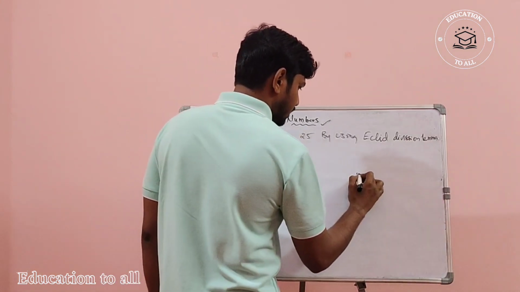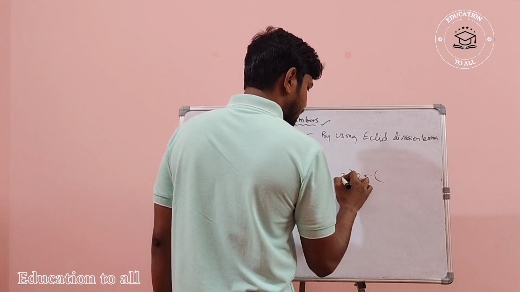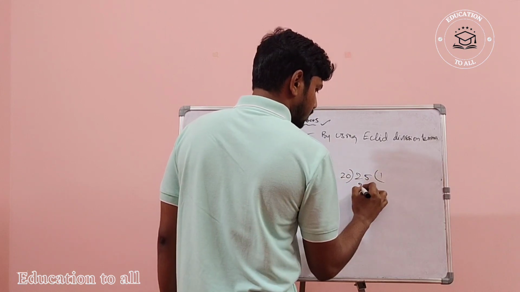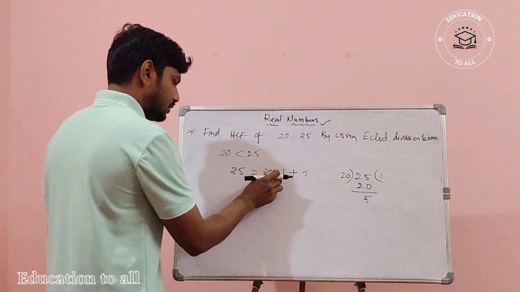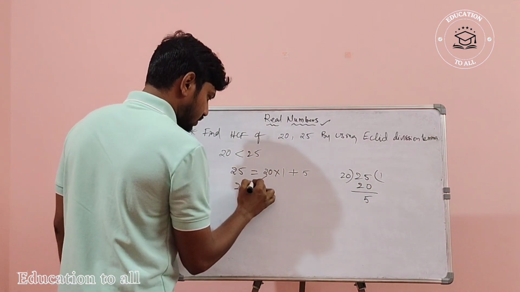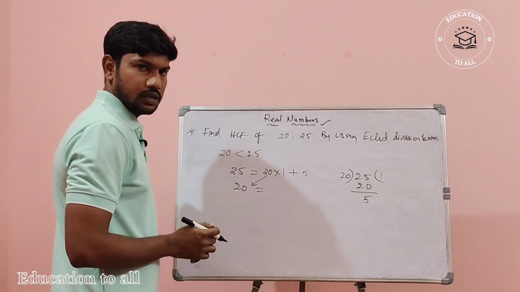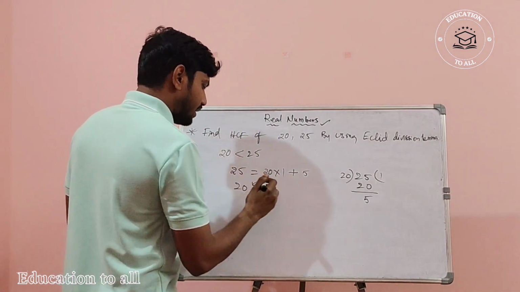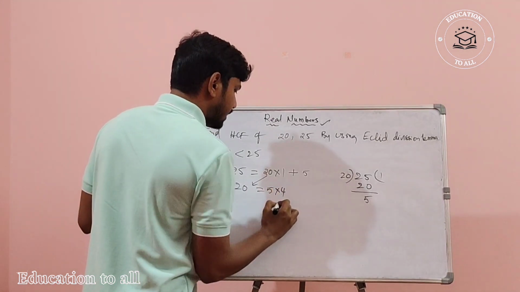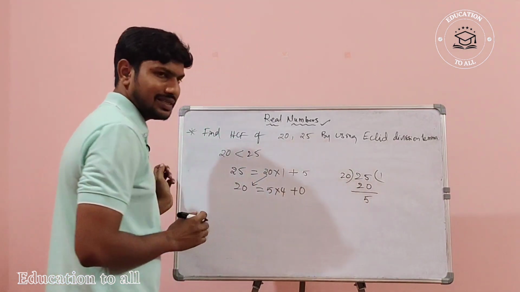So we can check it. 25 divided by 20 goes one time, with remainder 5. Then we write it like this: we take 20 again and divide it by 5, the remainder. How many times does 5 go into 20? 4 times plus 0. 0 is the remainder.